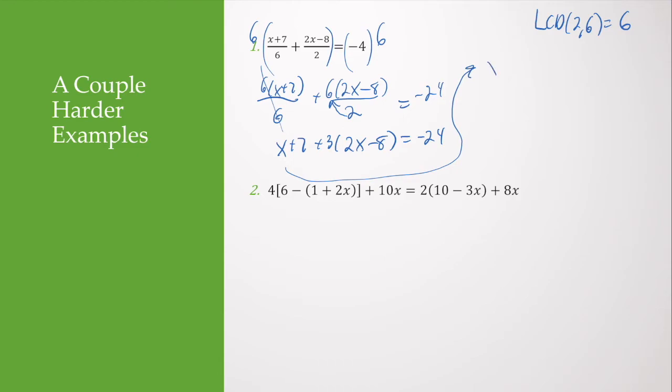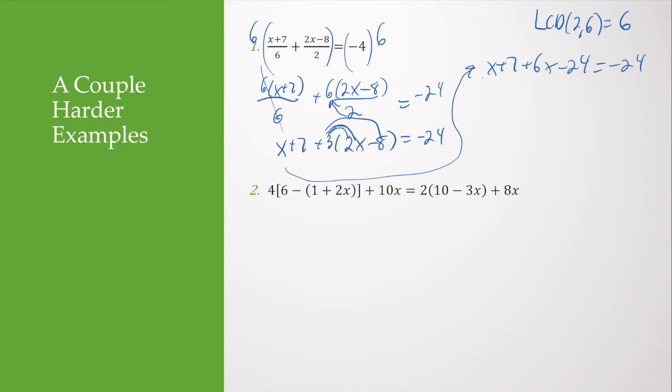So I have x plus 7 plus 6x, because I'm distributing this 3. I've got 3 times 2x, which is 6x. 3 times negative 8, which is a negative 24, equals negative 24. 8, 16, 24. Yeah, that's right. So I go ahead and combine like terms.